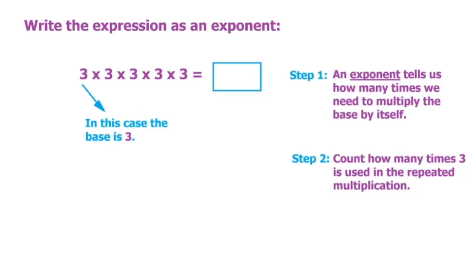So let's count how many times it's repeated. 1, 2, 3, 4, and 5. This is the exponent right here. That's how many times the 3 appears repeated. So the answer is 3 to the 5. And that's all there is to exponents.